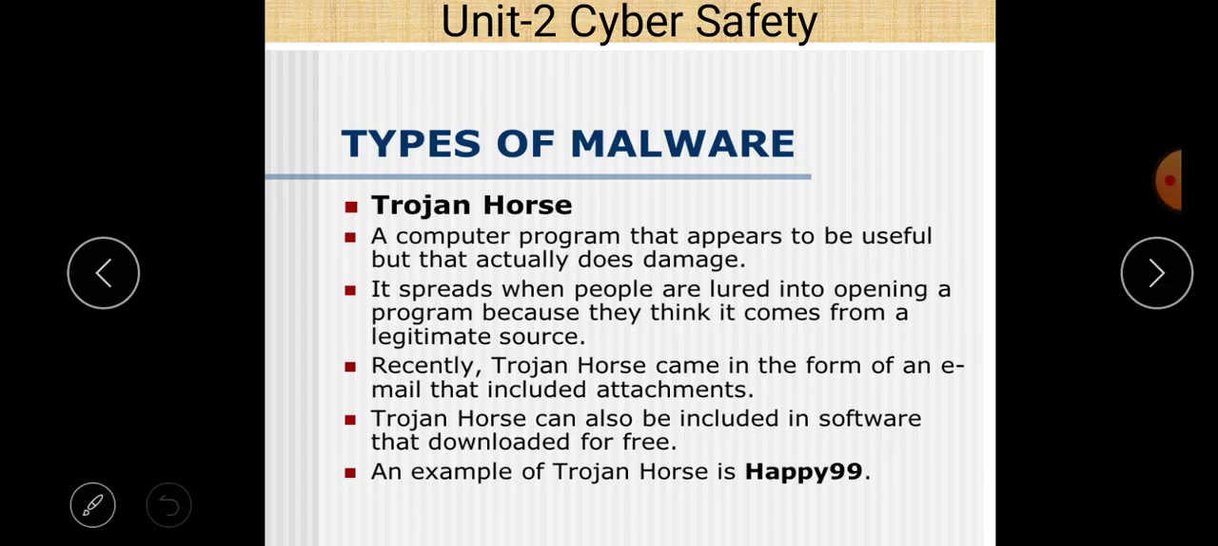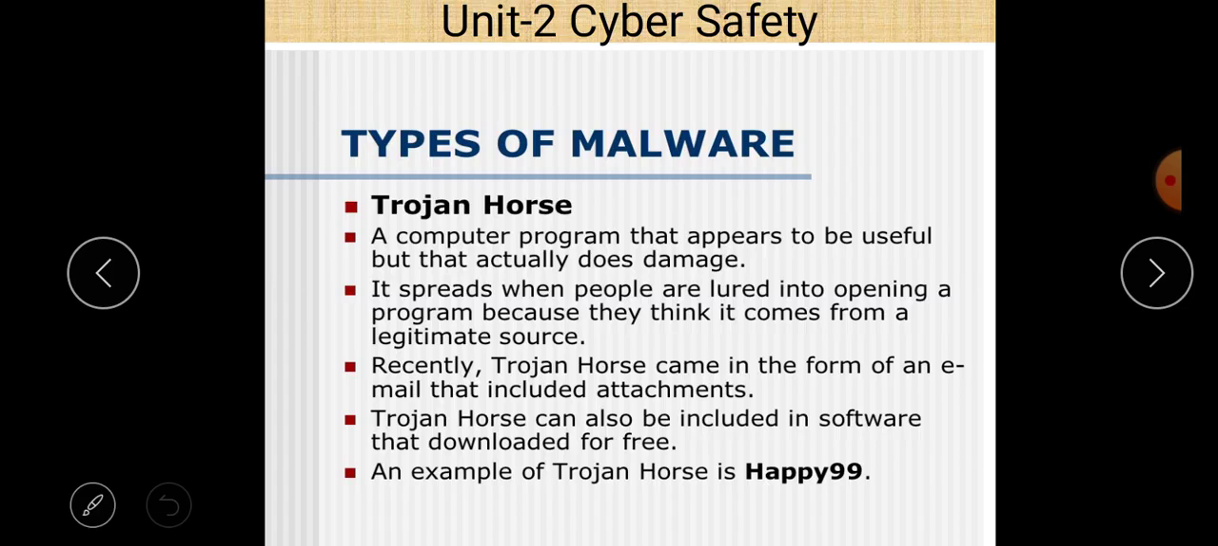Now we can conclude the concept of the Trojan horse. So basically, a Trojan horse is a computer program that appears to be useful, but actually does damage. The second important thing is that it spreads when people are lured into opening a program because they think it comes from a legitimate source.